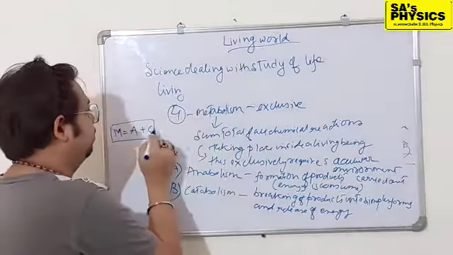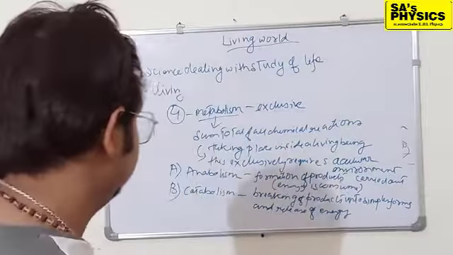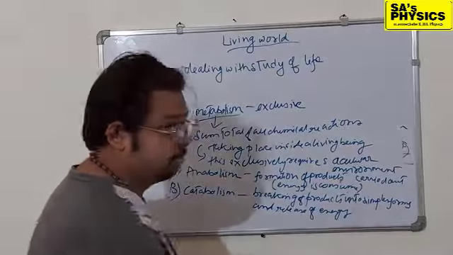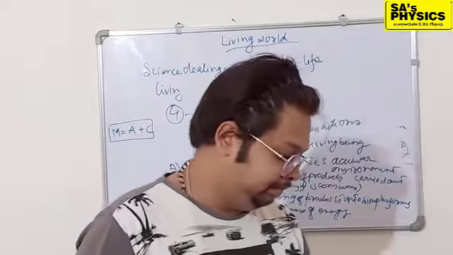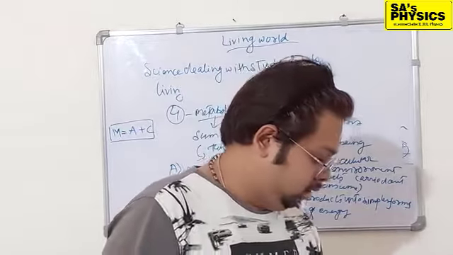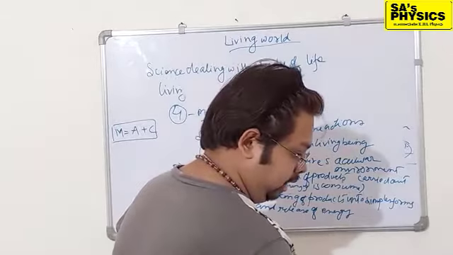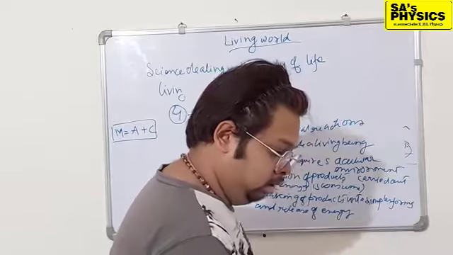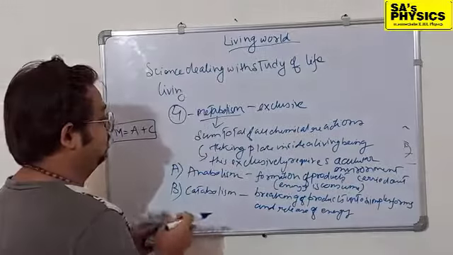Right? And all living beings have this property. So, we have consciousness and we have metabolism. Right? And what else? So, other than that, we also have cellular organization.